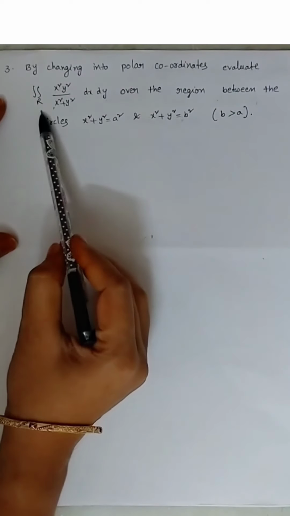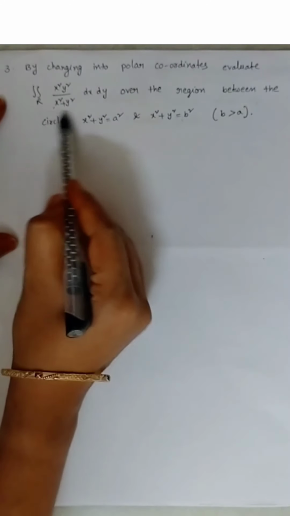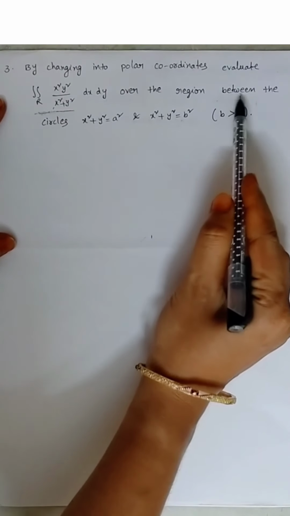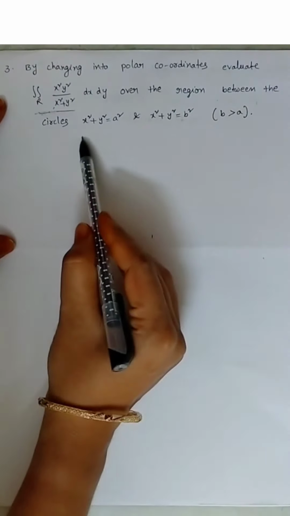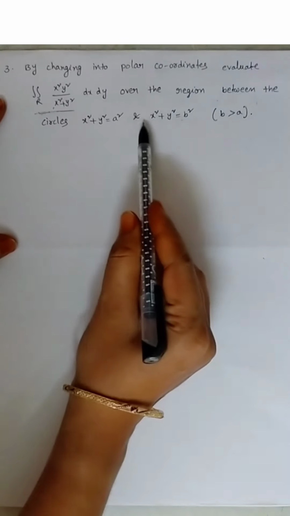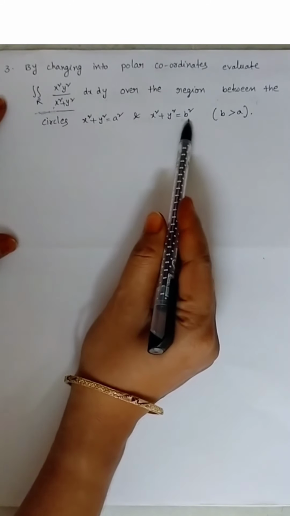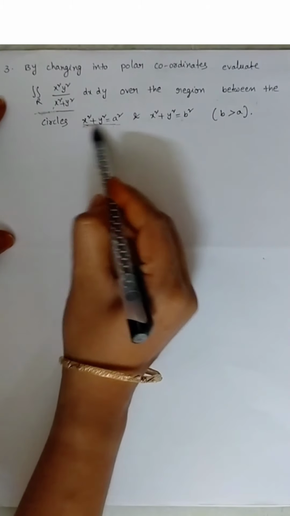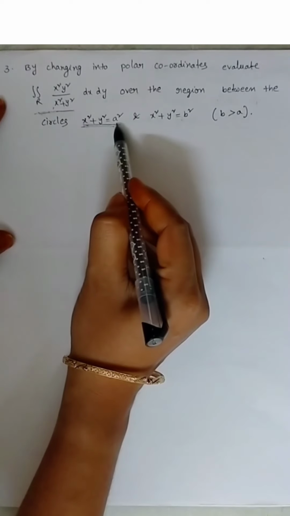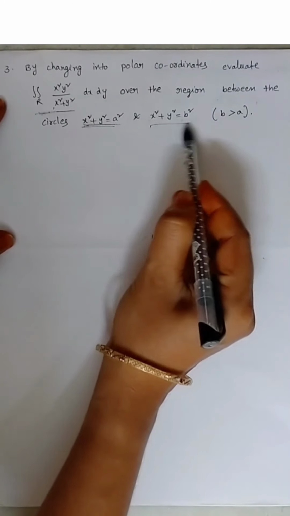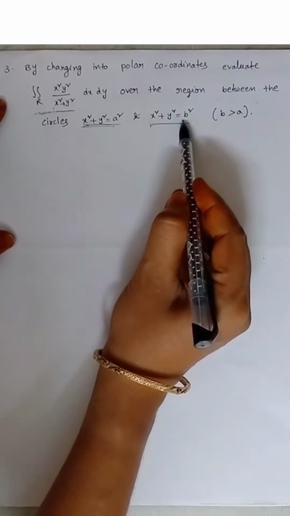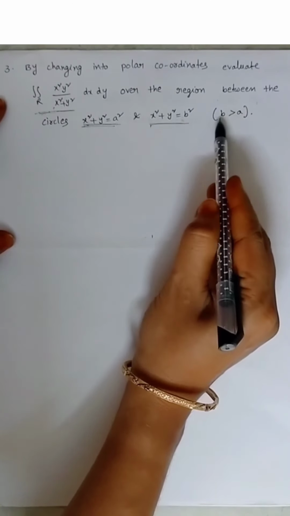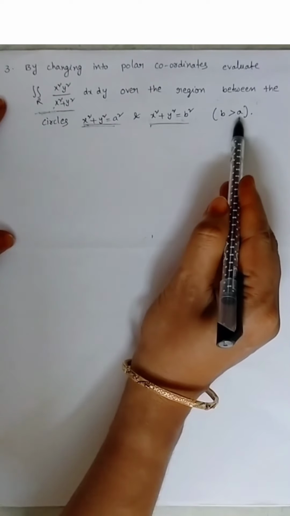So here, if you observe the problem, we have to evaluate this integration over the region between the circles x square plus y square equals a square and x square plus y square equals b square. This is the circle with center 0, 0 and radius a. This is the circle with center 0, 0 and radius b. They mentioned that b is greater than a, that means radius b is greater than radius a.